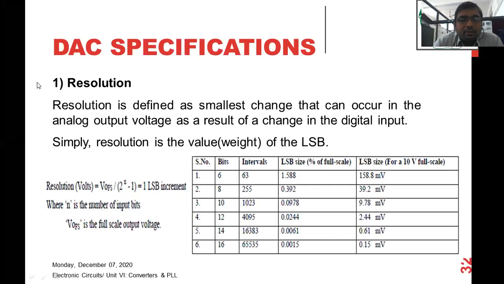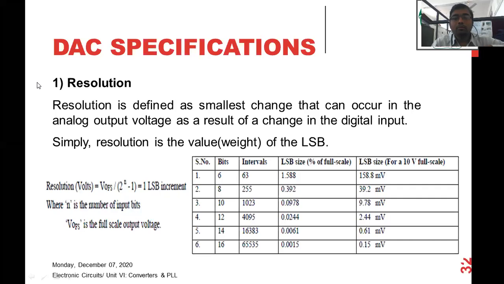So today we will continue Unit number 6. In the last lecture, we learned about the digital to analog converter and the two types of DAC. We learned the binary weighted digital to analog converter as well as the R2R ladder digital to analog converter.